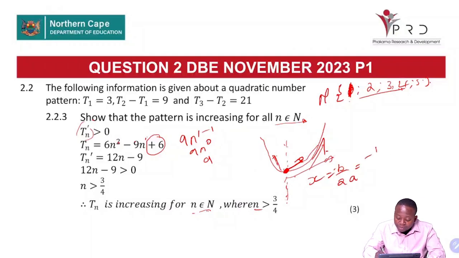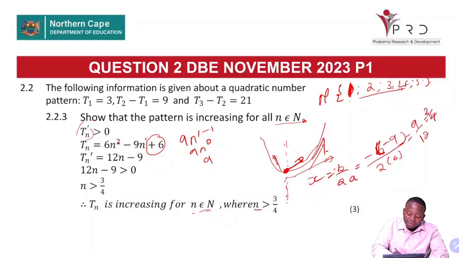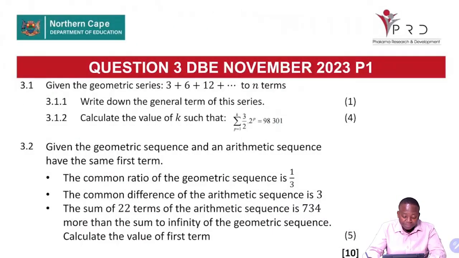So it's going to be negative b, where our b in this case is negative 9, all over 2a. What is a there? a is 6. So this is what we're going to have: 9 over 12. 9 over 12 is 3 over 4, which is the same thing that we have in that case. So we can use the turning point because this is a quadratic equation.